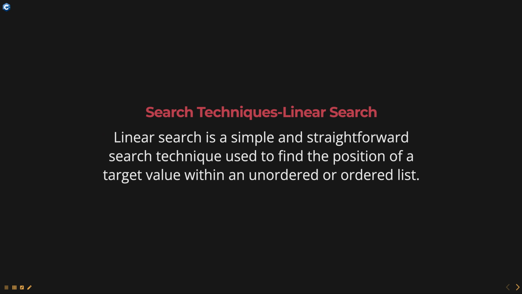Linear search is a simple and straightforward search technique used to find the position of a target value within an unordered or ordered list. The search starts from the first element of the list and continues until the target value is found or the end of the list is reached. If the target value is found, the index or position of the target value is returned.